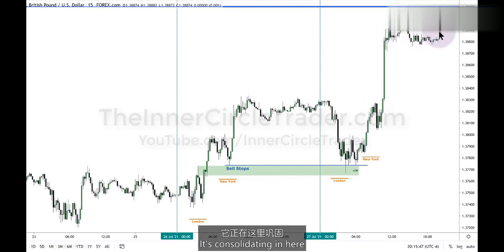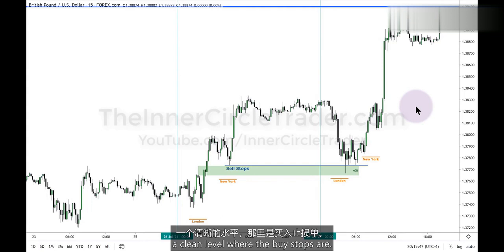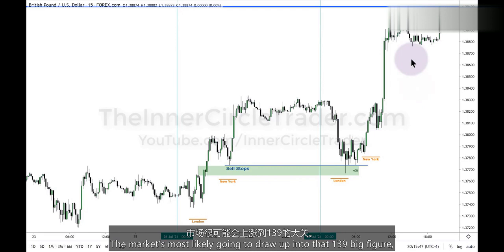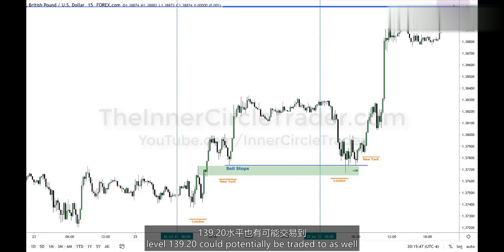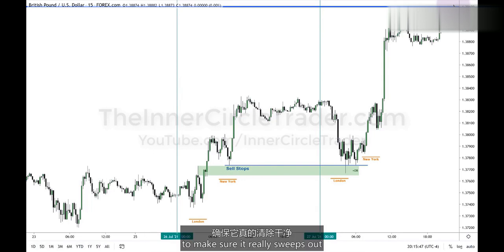It's consolidating in here, and where does the liquidity reside? Again, this blue line is that weekly line I drew out that was a clean level where the buy stops are. So the market's most likely going to draw up into that 139 big figure, 139.10, and the institutional level 139.20 could potentially be traded to as well, to make sure it really sweeps out all those buy stops.